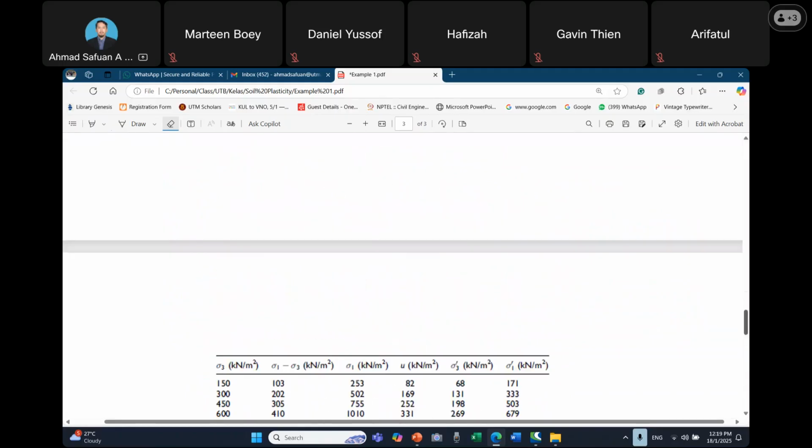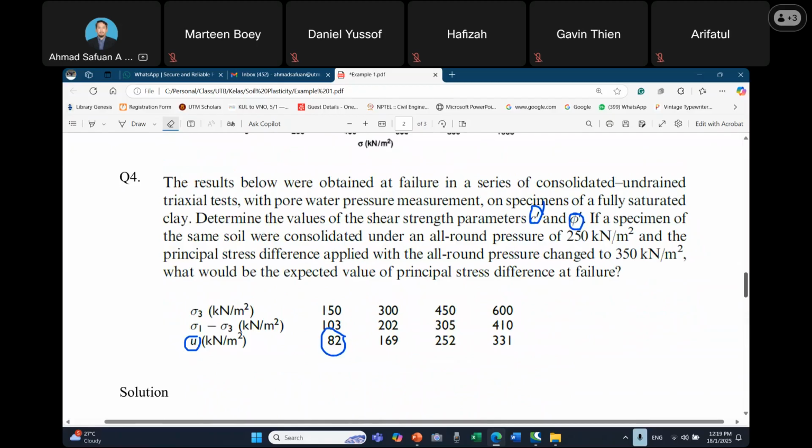So what would be the, okay, determine, if a specimen of the same soil were consolidated under an all-round pressure of 250 and the principal stress difference applied with the all-round pressure changed to 350, what would be the expected value of the principal stress difference at failure?